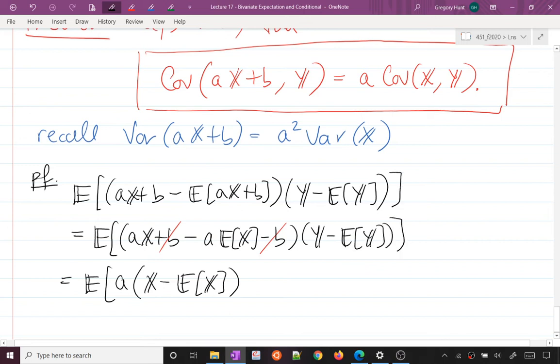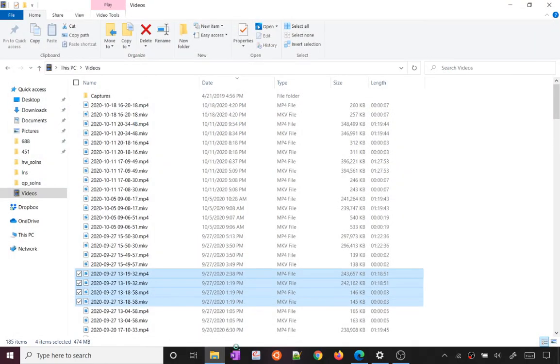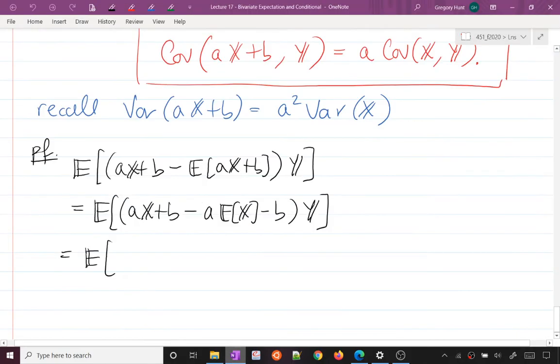All right, covariance. Definition of covariance. Don't be like me. Look at the definition of covariance. Let's not lose things.